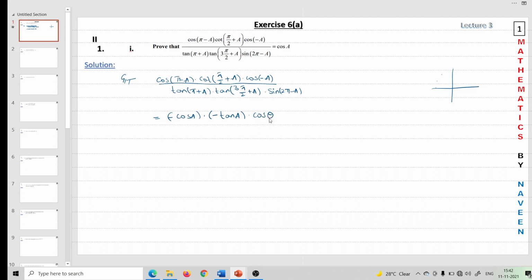Cos of minus theta is cos theta, that is cos a, divided by tan of pi plus a, 180 plus theta, third quadrant. In third quadrant tan values are positive, so plus only, and pi by 2 is multiplied by 2, right? Pi means we can write 2 pi by 2, so that is tan a only. Tan 3 pi by 2 plus a, 3 pi by 2 means 270 plus theta, fourth quadrant. In fourth quadrant tan values are negative, pi by 2 is multiplied by 3, so tan changes to cot.